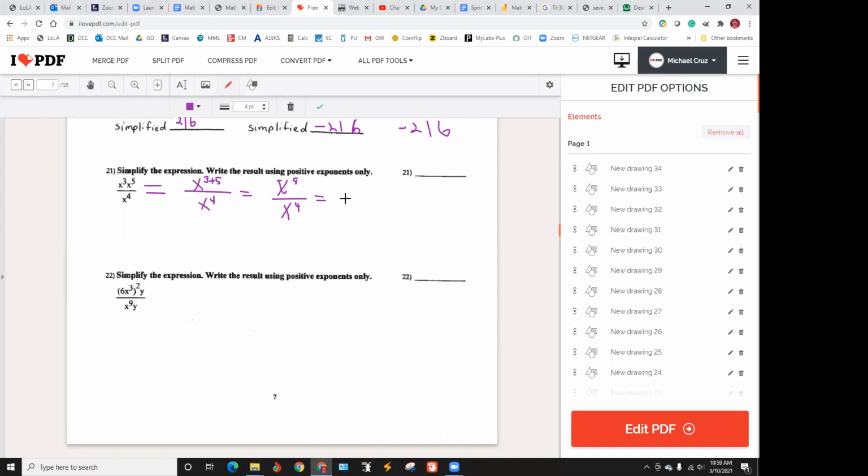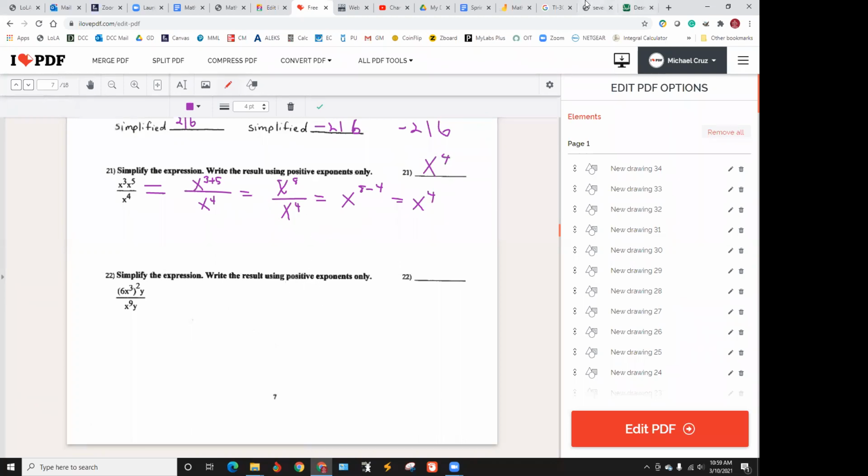So now we're using our quotient rule, and when we divide, we subtract. So this whole thing simplifies down to x to the 4th.